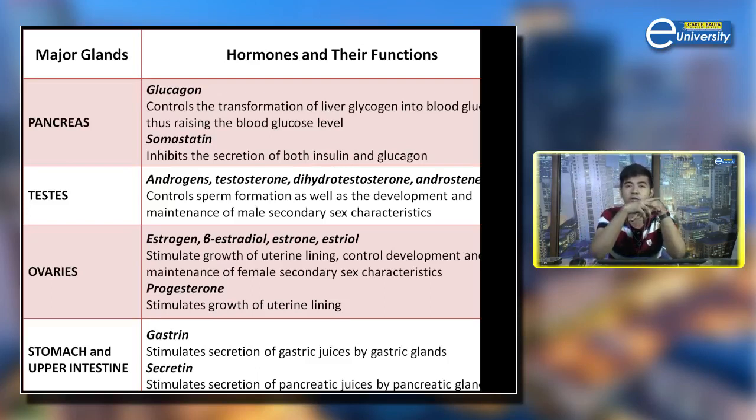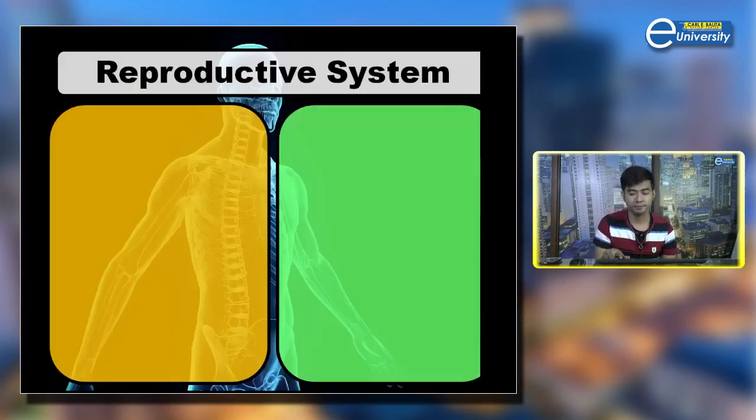which stimulates growth of the uterine lining for pregnant or lactating mothers. Next is the stomach and the upper intestine. So the stomach and upper intestine are also considered part of the endocrine system. Why? Because they secrete hormones such as gastrin and secretin. Gastrin stimulates secretion of the gastric juices by the gastric glands, while secretin stimulates secretion of pancreatic juices by the pancreatic glands.